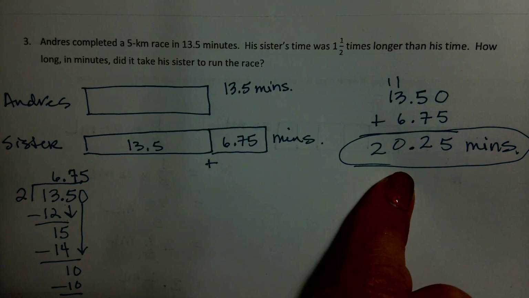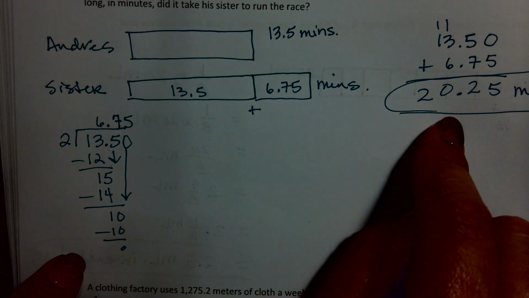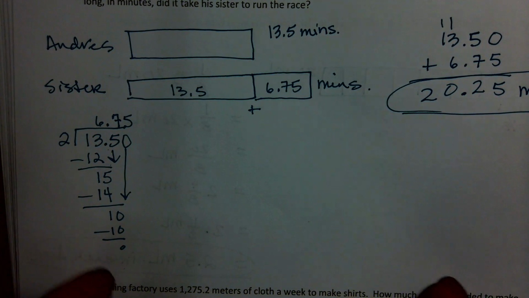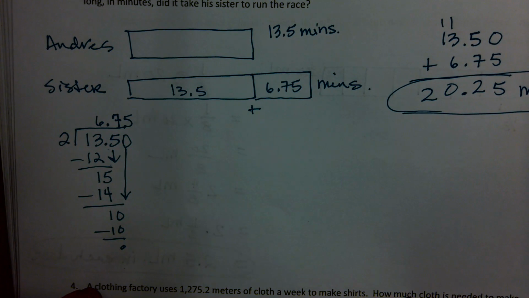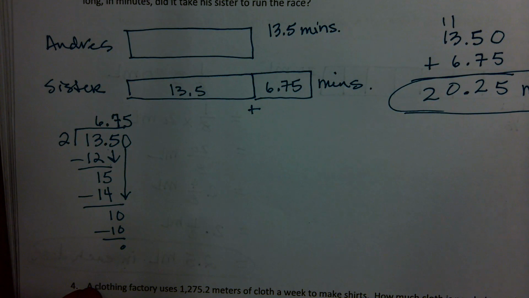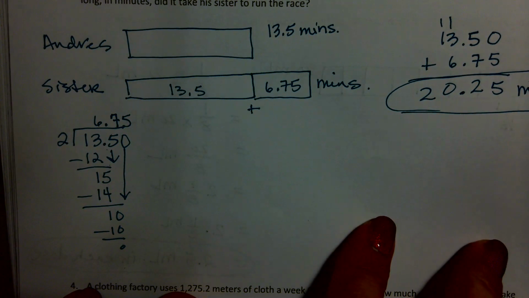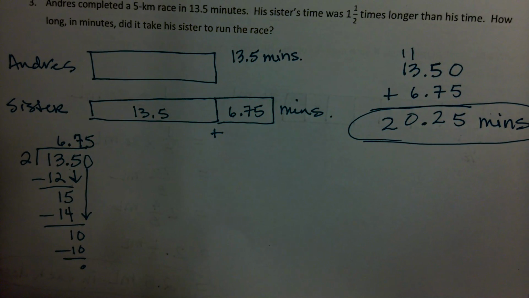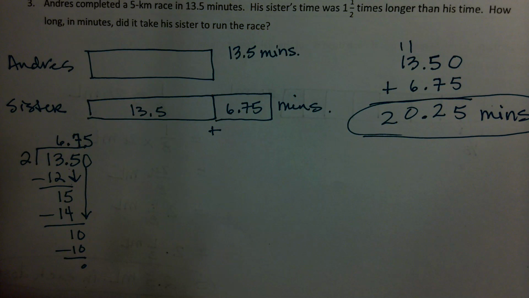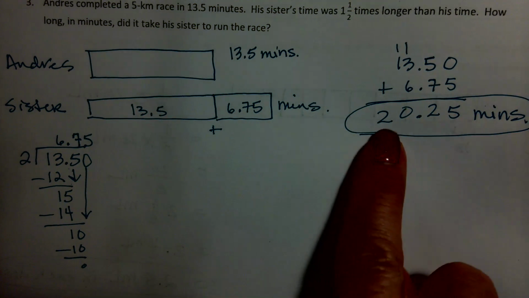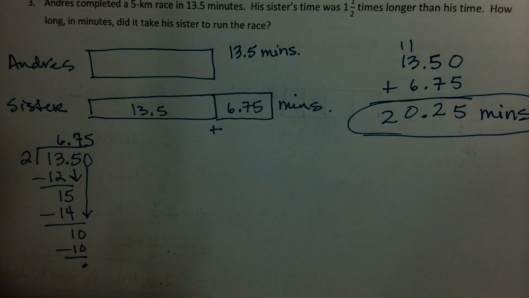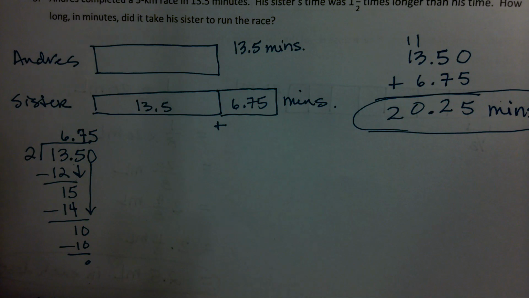All right, there are multiple ways to solve this problem. I just took the easiest route. You could have done a few different ways to solve this problem. However it makes the most sense to your brain is how you should solve this problem. So if this is not how you would have attempted this problem, as long as it is mathematically sound and you end up with 20.25 minutes, what you did is perfectly acceptable.